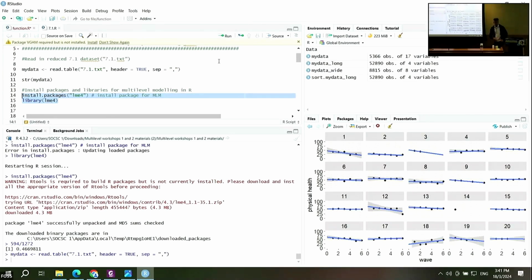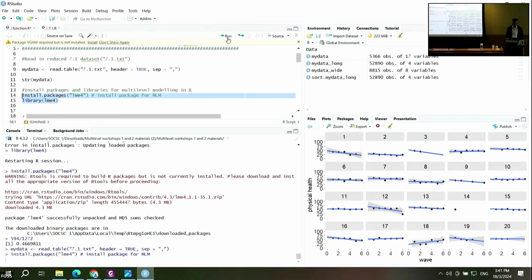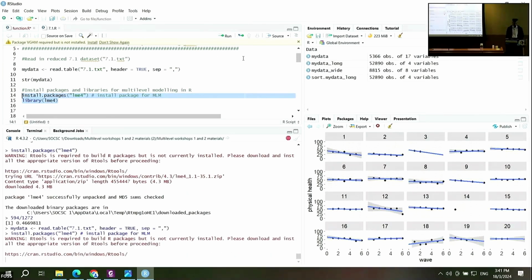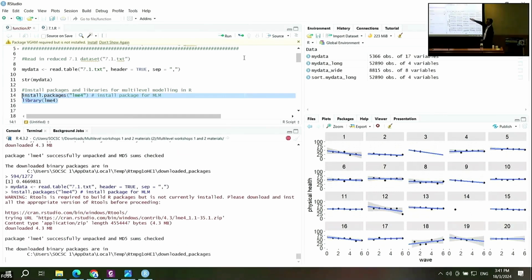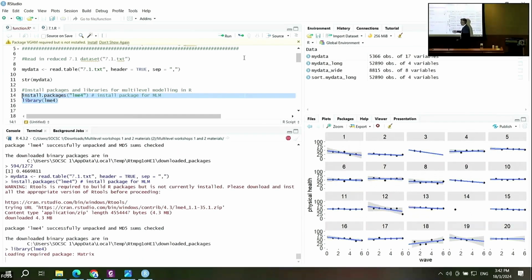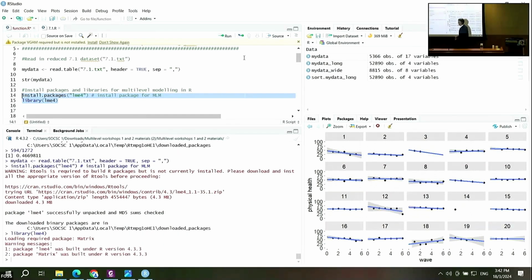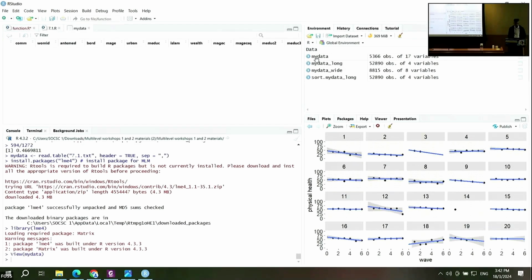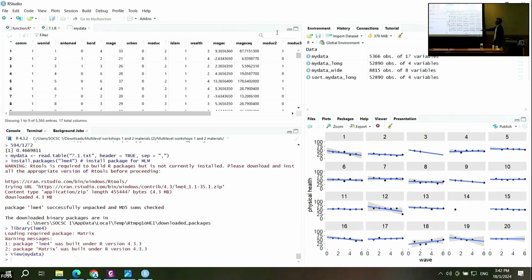Sometimes it gives you a prompt saying, do you want to reinstall, reload R? Just say yes. Okay, so we've read in the data file, and it's called my data. So this is what the data file looks like. Each line is an individual mother.